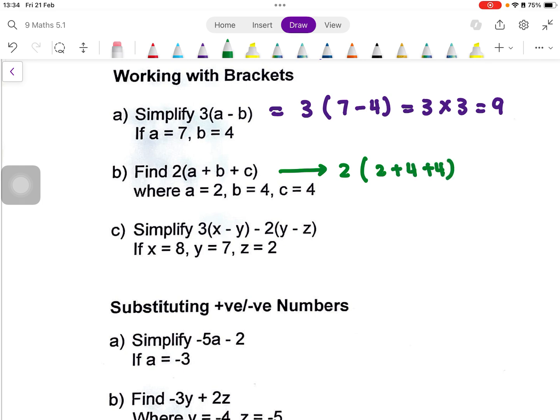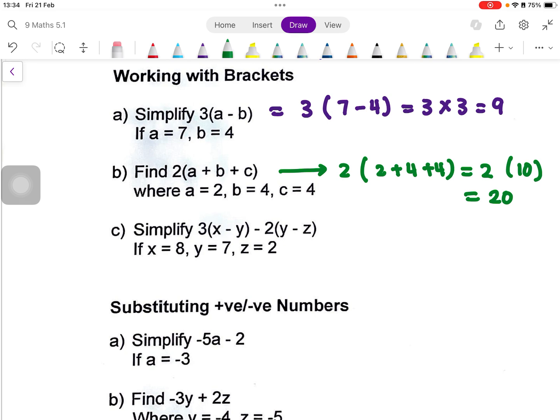So we deal with the brackets first. The brackets is 2 plus 4 plus 4, that will be 10. So the brackets is 10. So 2 brackets 10 means 2 times 10, which is 20. So that's how you do question B.